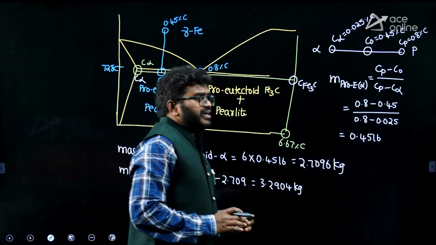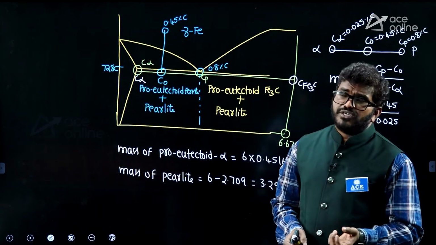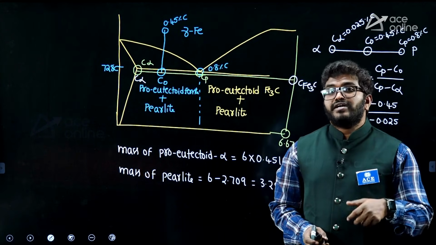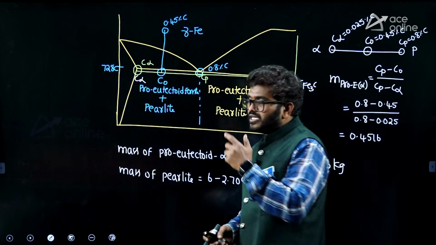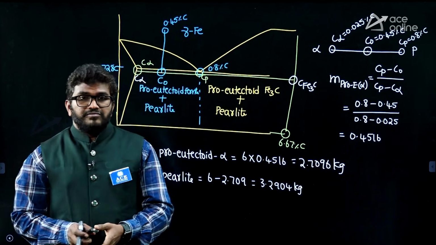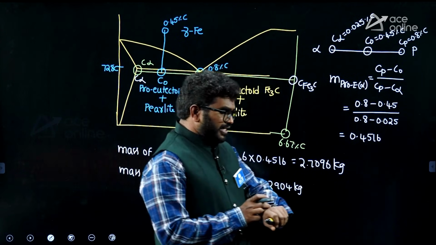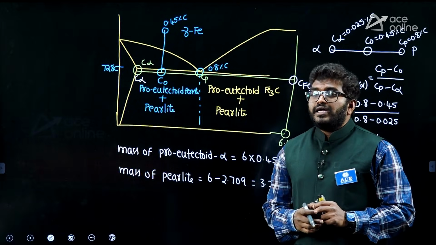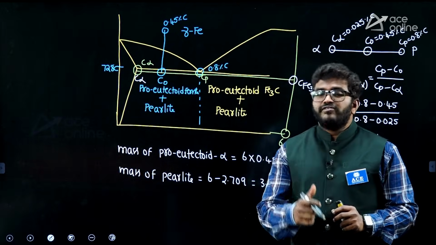From the iron cementite phase diagram, they may ask you microconstituent questions like proeutectoid alpha, perlite, or sometimes alpha, cementite, this type of questions. So in this 1 hour, I discussed most of the numerical part, and all the best for your GATE exam.